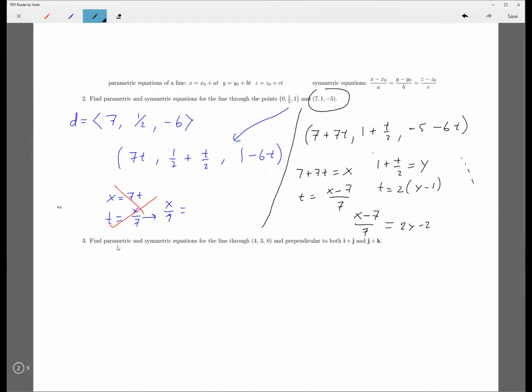So number 3, find parametric and symmetric equations for the line through this point and perpendicular to both of these vectors. Oh dear. So you want to go through this point and you want it to be perpendicular to both of these vectors. Okay, so do you guys remember how to find a vector that's perpendicular to 2 other vectors?